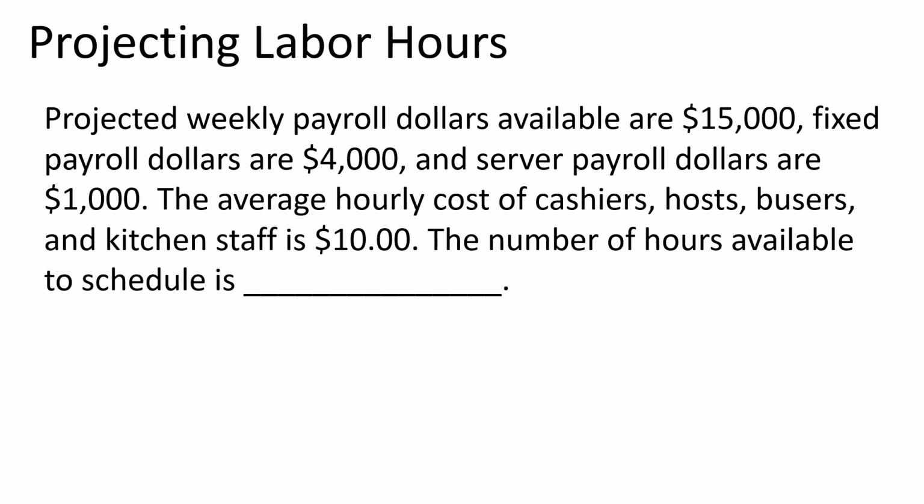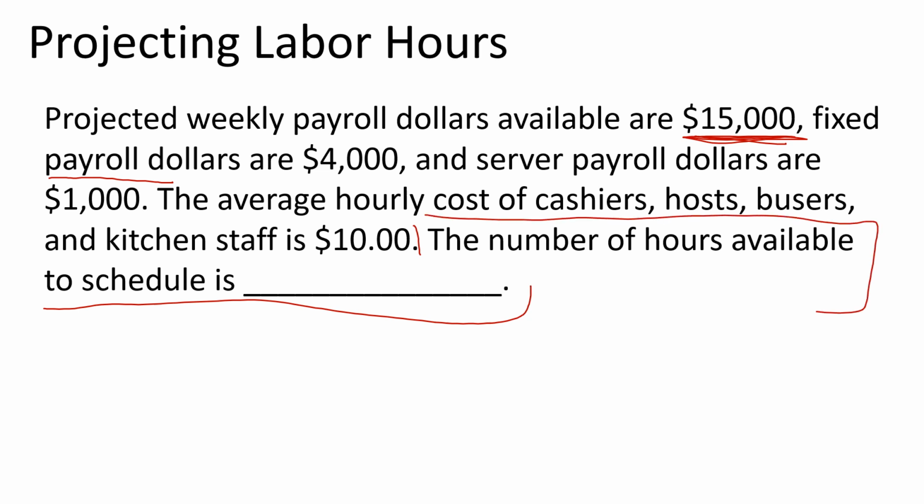So, we're budgeted to have $15,000 in labor costs, okay? And this is important because our payroll includes our labor, it includes our benefits, and our hourly waged paid employees, okay? And so we're looking for the number of hours available to schedule. And so now we're talking about our hourly people.